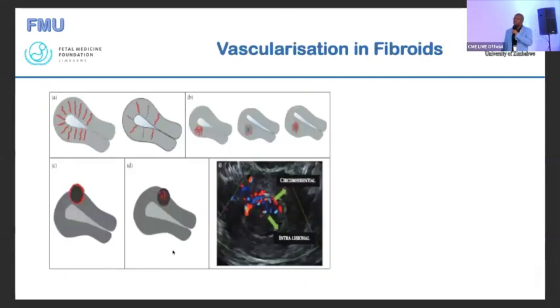And we went to town in terms of discussing vascularity of uterine tumors. I think it's very important that you do Doppler interrogation every time you see a pelvic mass, not just the measurement.